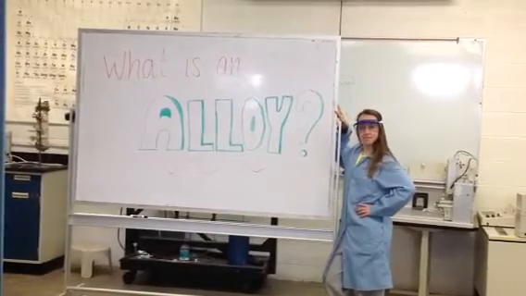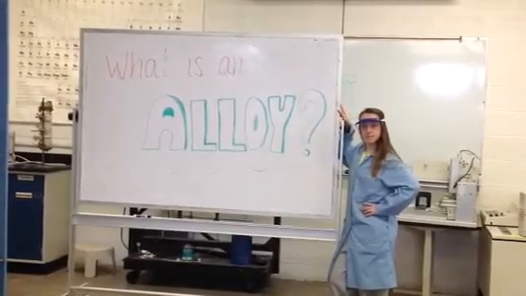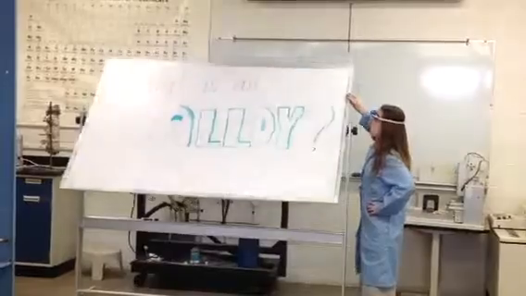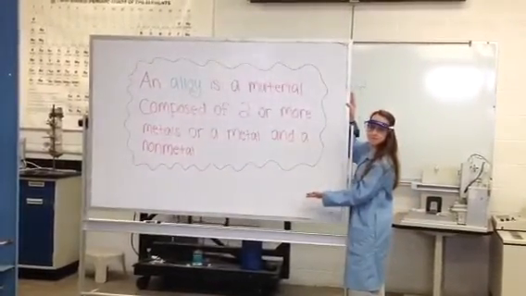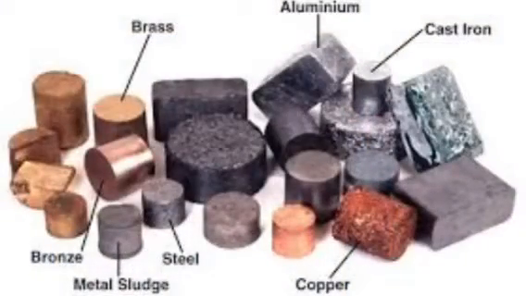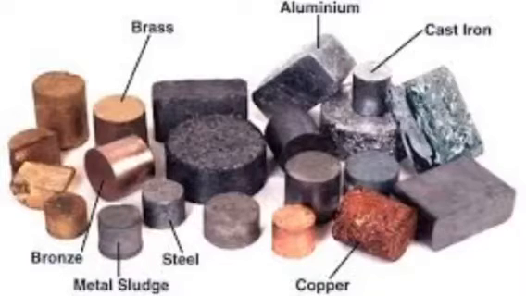Now you know all about metals, so what's an alloy? An alloy is a material composed of 2 or more metals, or a metal and a nonmetal. Alloys improve the physical properties of a main metal, like making them stronger, more durable, improving the ability to conduct electricity, withstand heat, and even make them rust-proof.